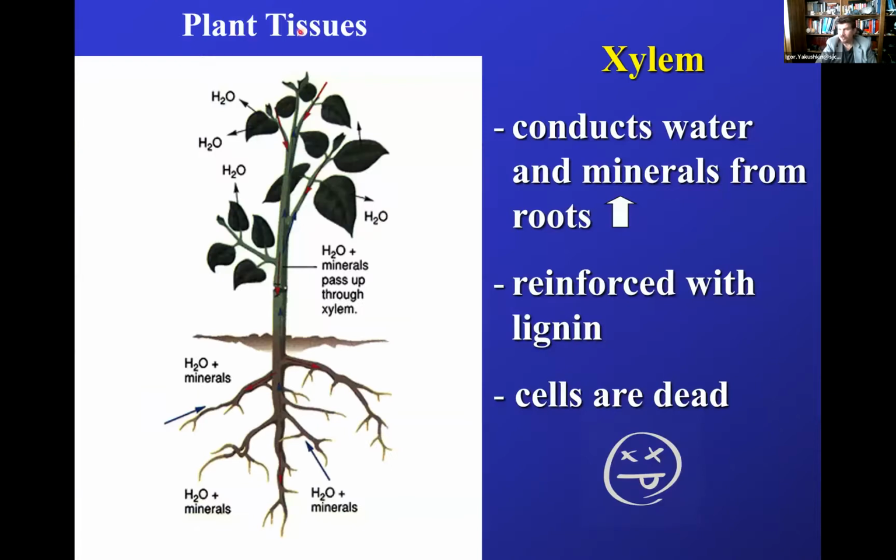So plant tissues continue, and now we are talking about vascular tissue. We're done with the ground tissues. Now we're moving on to the xylem. Xylem is the tissue which conducts water and minerals, typically upwards from the roots.